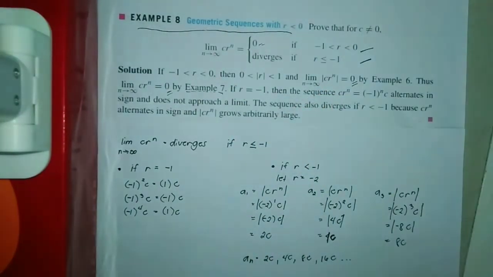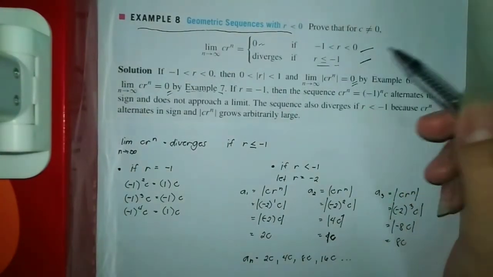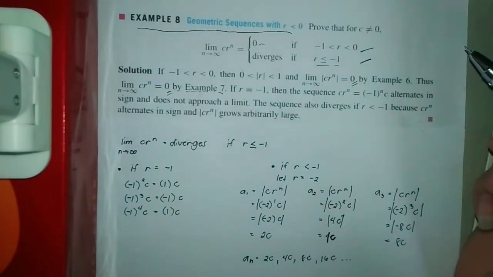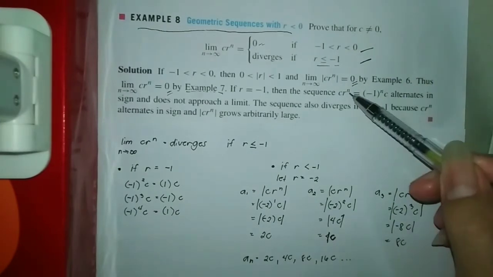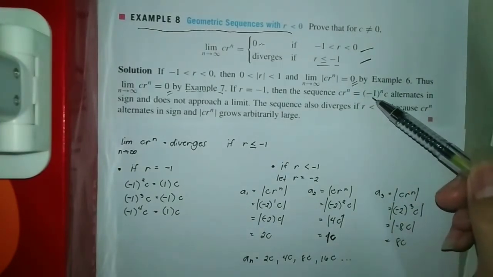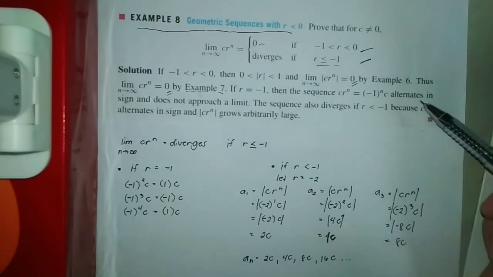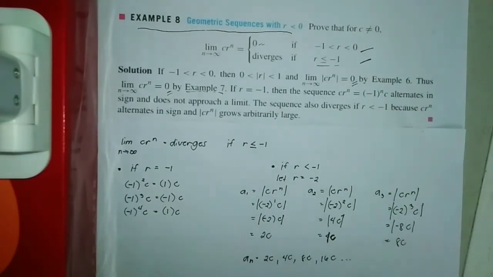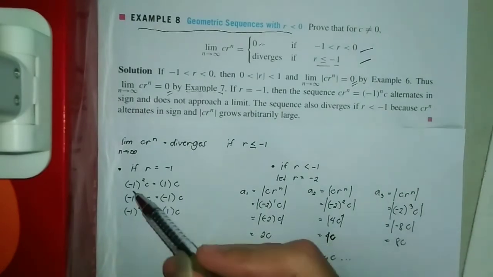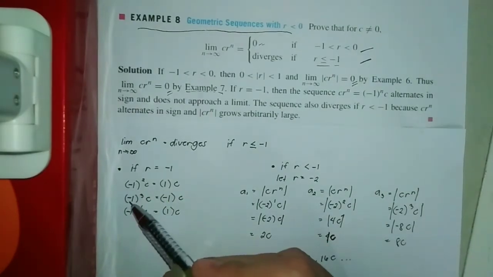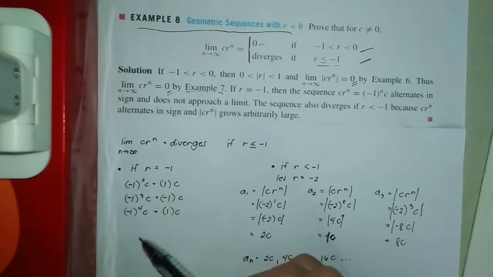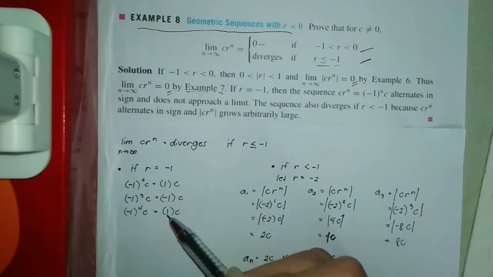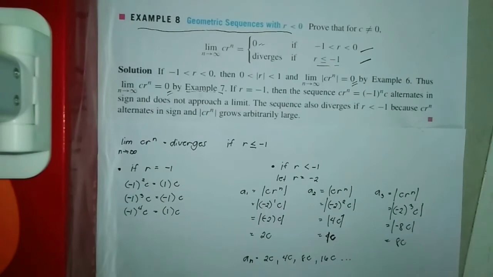And in this, the restriction is that r is greater than -1, because if we set the value of r to -1, then the sequence c r raised to n, which is -1 raised to n times c, will just alternate in sign, like -1 raised to 2 is equal to 1, -1 raised to 3 is equal to -1, -1 raised to 4 is equal to 1, and so on, and does not approach a limit.